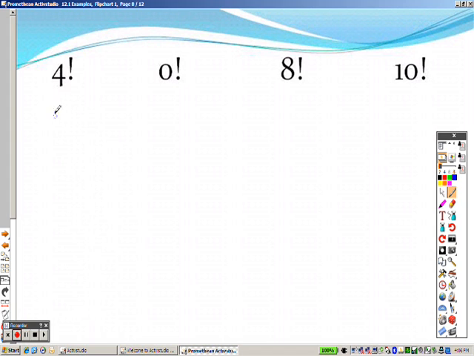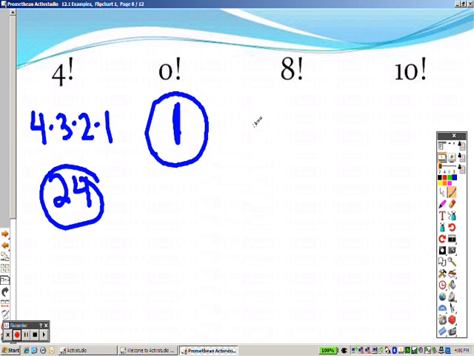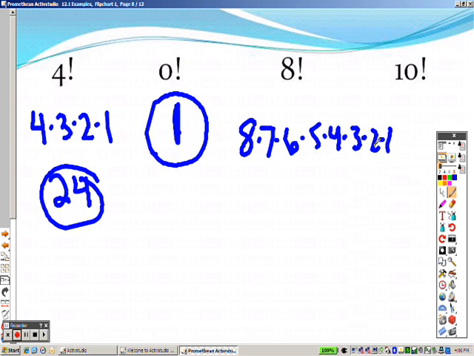So once again, let's just make sure you understand what factorial means. That's like saying 4 times 3 times 2 times 1, which gives you 24 as your answer. 0 factorial is just 1. The answer is just 1, and that's just something you need to remember. 8 factorial is like saying 8 times 7 times 6 times 5 times 4 times 3 times 2 times 1, and 8 factorial, you end up getting 40,320 as your answer.